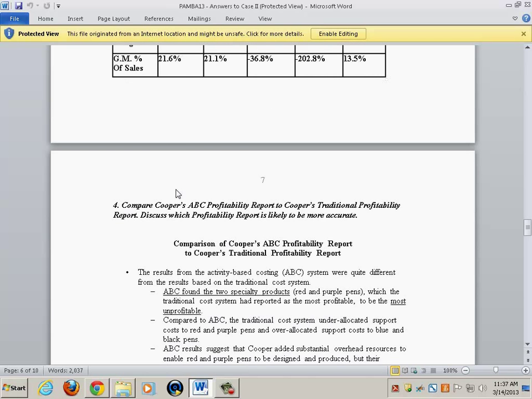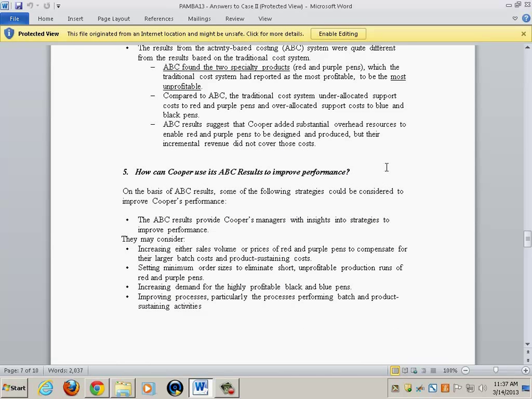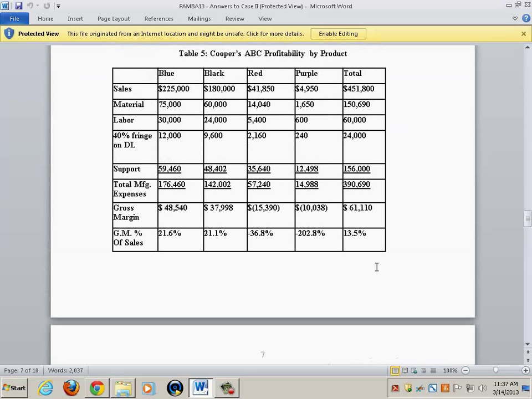The next question was a requirement, but we're going to use activity-based costing numbers and its results to improve performance. So how can we use them for decisions? One important decision is a product decision.